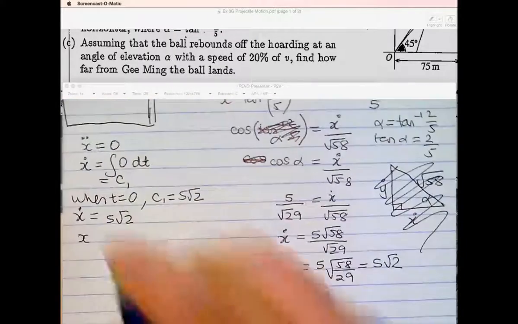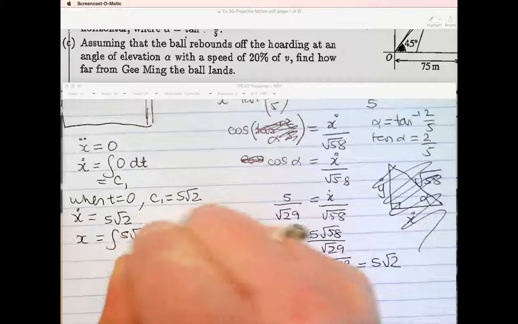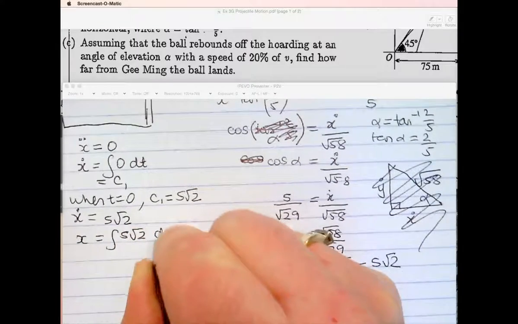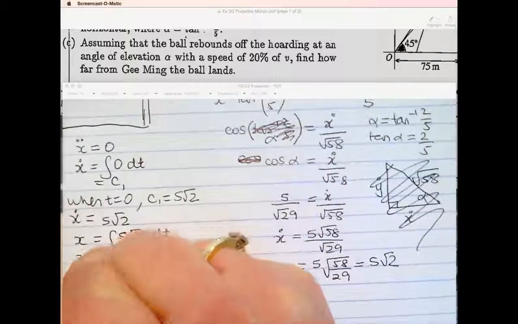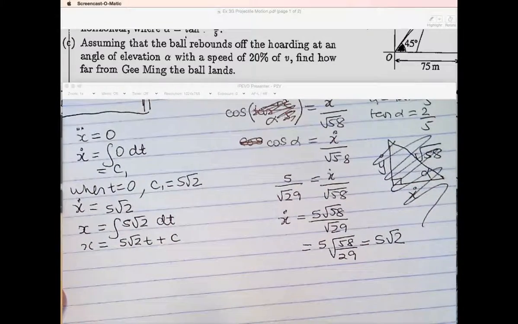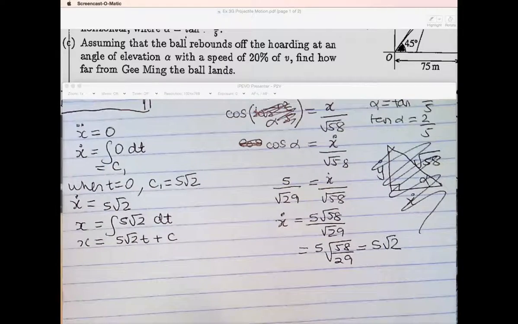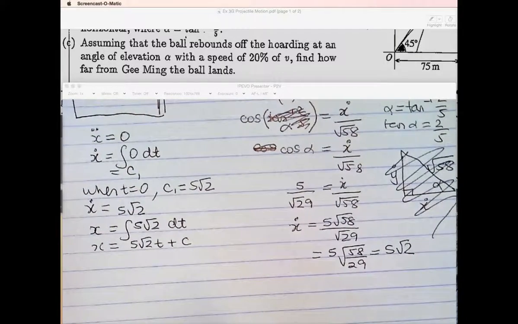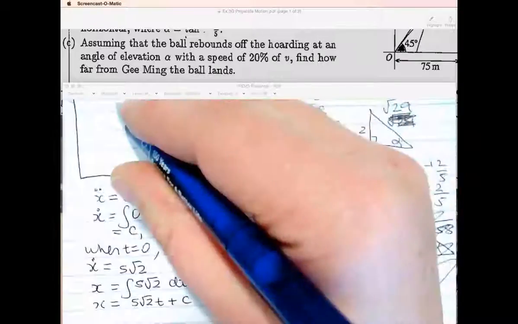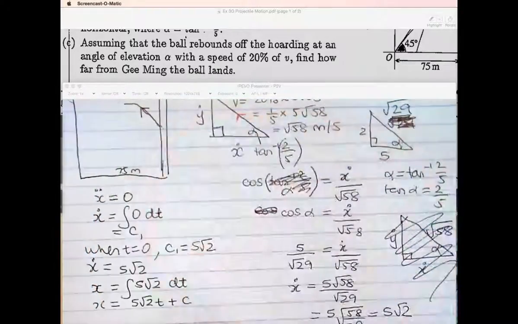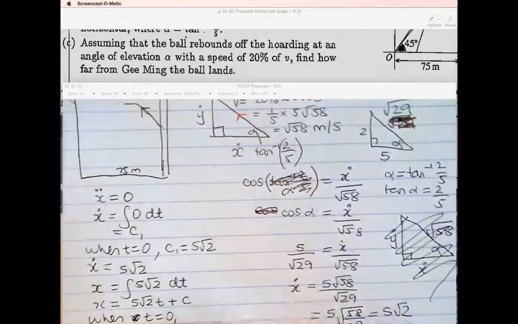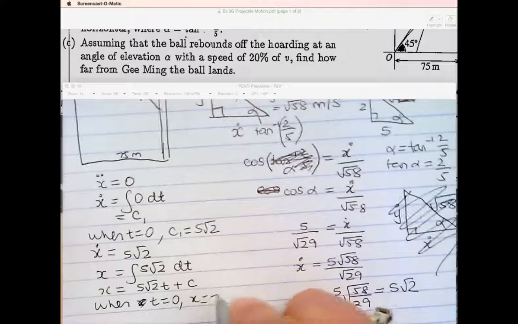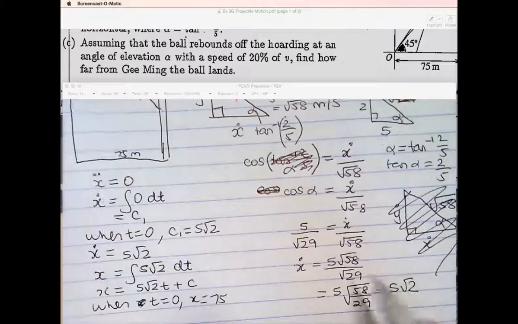Displacement while we're here. So x equals the integral of 5 root 2 dt, which is 5 root 2 t plus c. Actually, our 75 comes in now. So what have we got? So girls, do you know what we're doing? We're coming back. When t is 0, what's x? 75. Yeah, x is 75. Now we're taking the 75 into account.